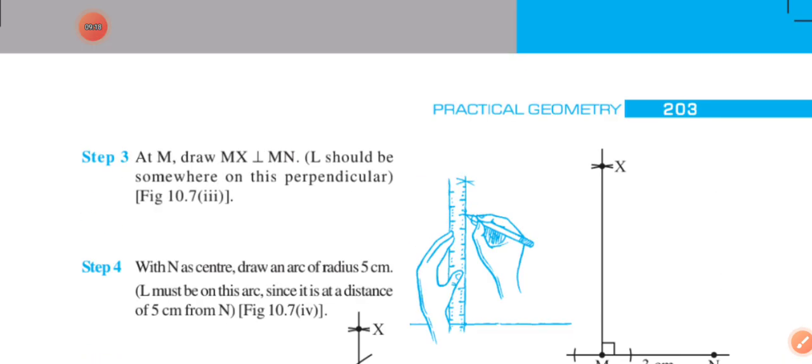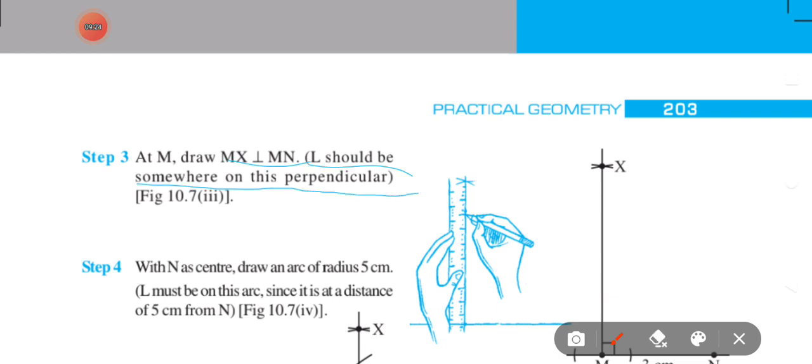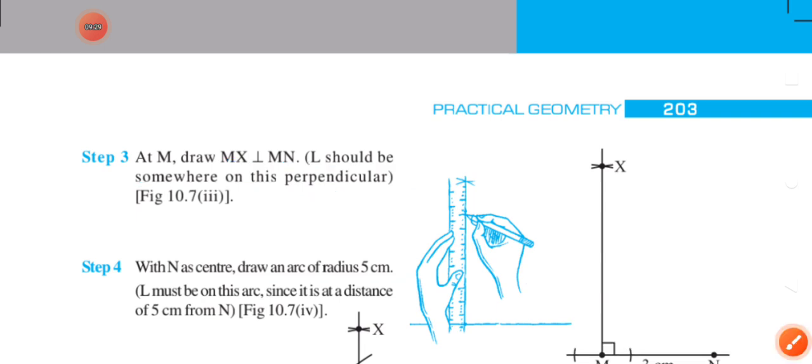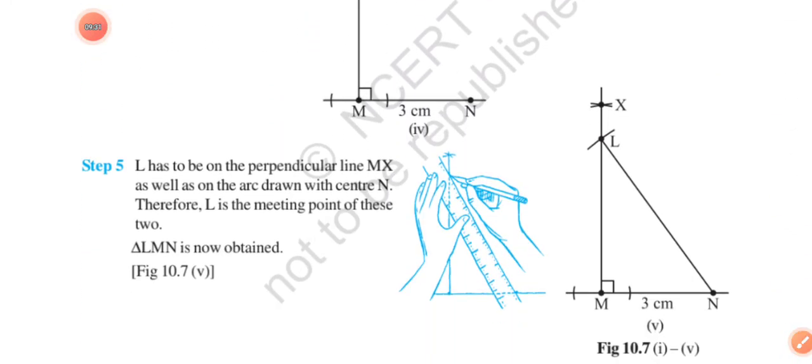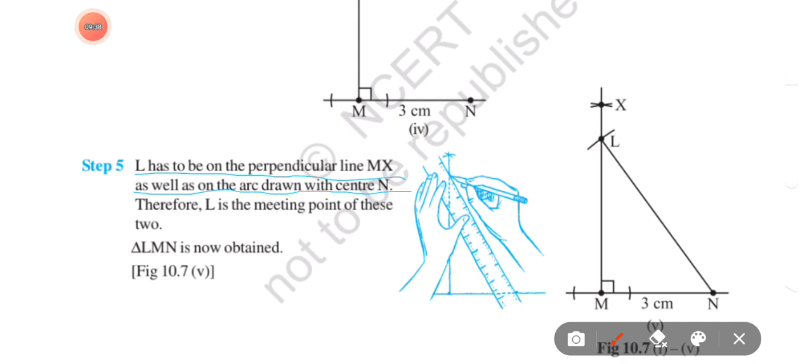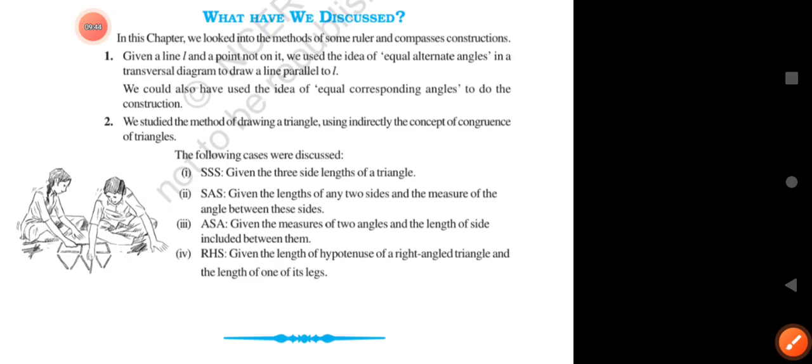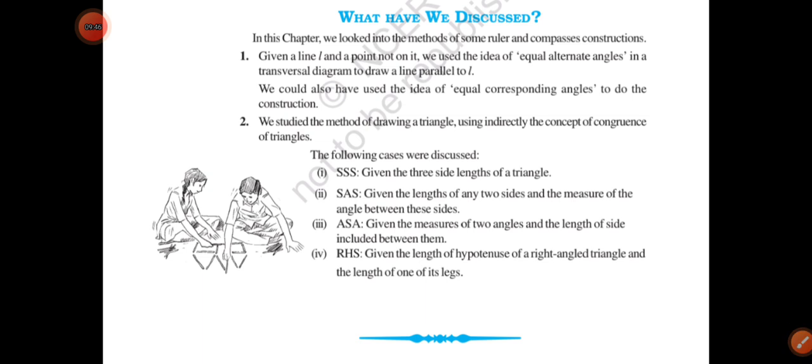3. At M, draw MX perpendicular to MN. L should be somewhere on this perpendicular. 4. With N as center, draw an arc of radius 5 cm. 5. L has to be on the perpendicular line MX as well as on the arc drawn with center N. Therefore, L is the meeting point of the two. LMN is now obtained.